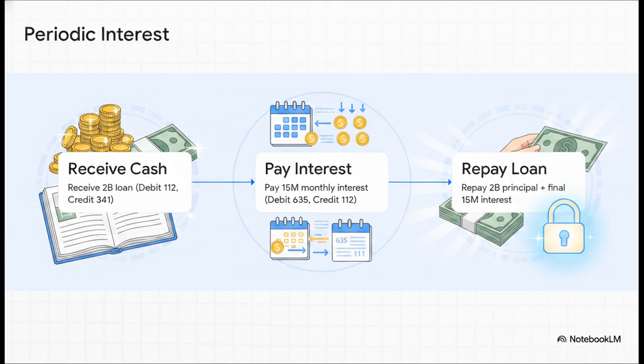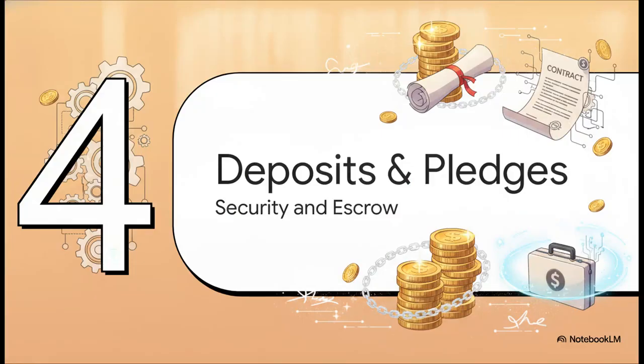Debit $635, credit $112. Finally, in Step 3, at maturity on December 31st, they repay the original $2 billion principal alongside that final month's $15 million interest payment. Clean, simple, and straightforward. Moving right along into our fourth area, deposits, pledges, collateral, and mortgages.